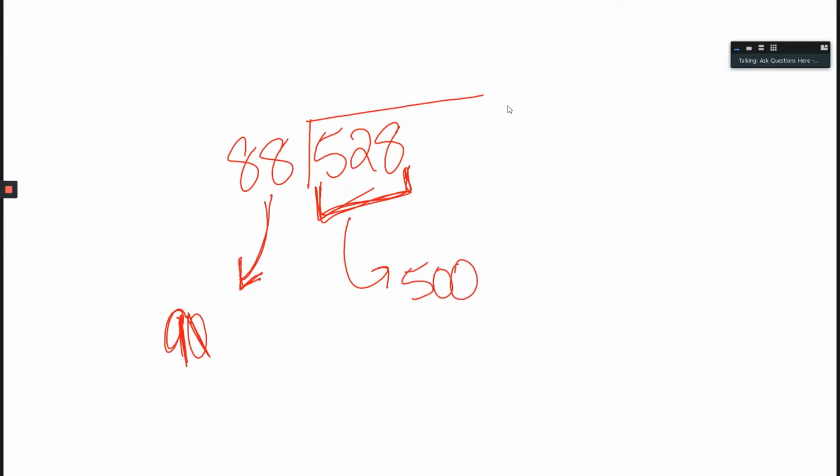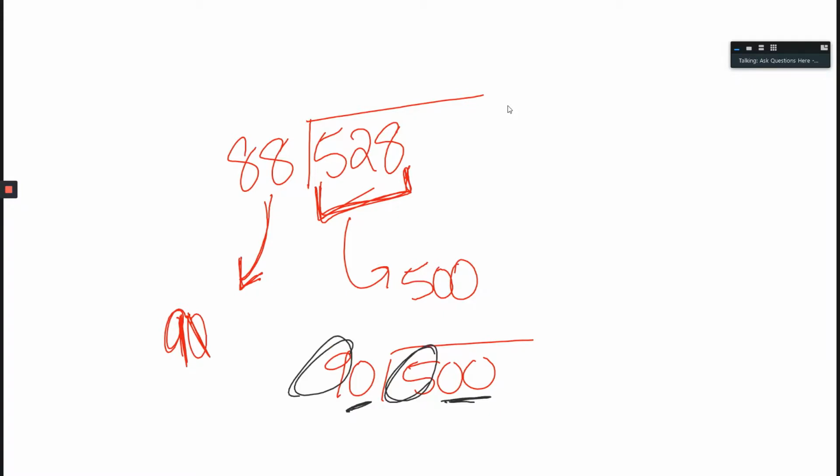And when you do these estimations, now you can think of it as dividing 90 by 500 instead of dividing 88 by 528. And in this case, we have a more intuitive sense. This is something we were talking about yesterday, where all of these extra zeros don't really mean anything. You can worry about that later, just focus on the number itself.